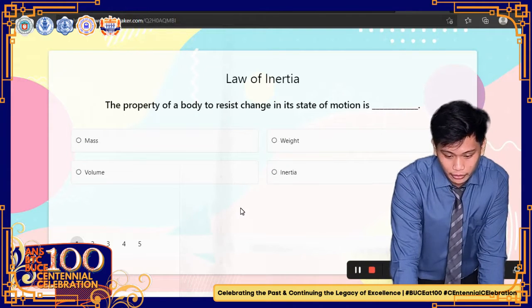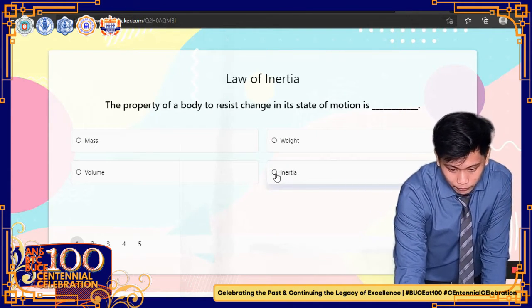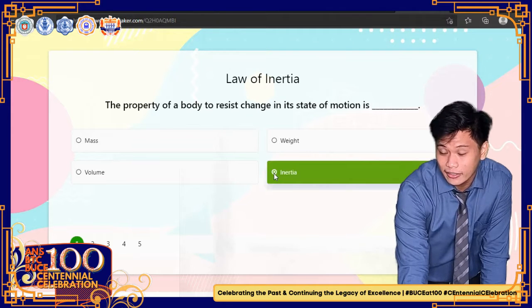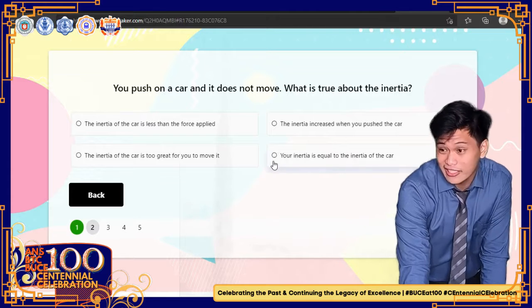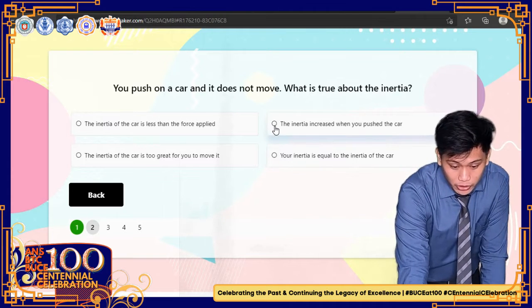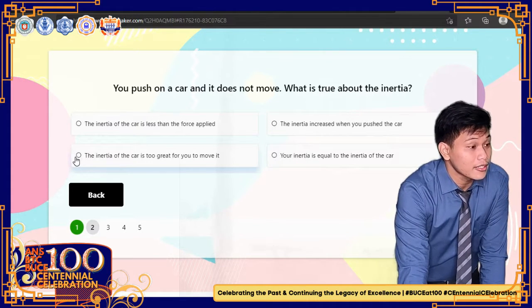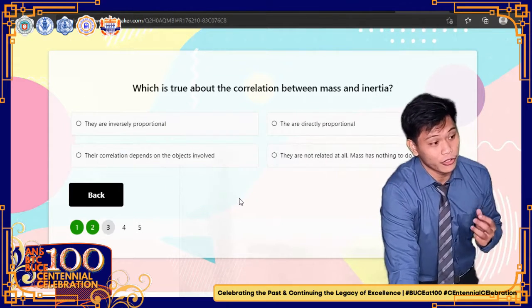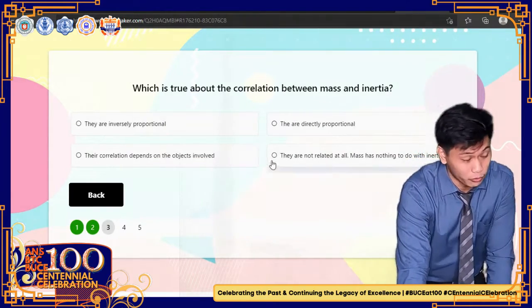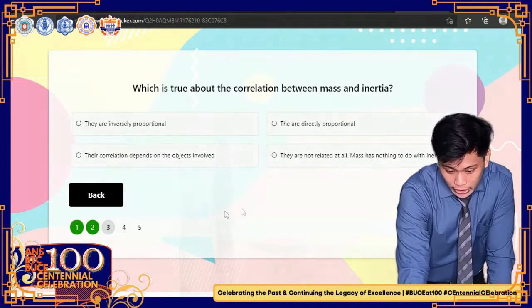So for the first one, what is the answer? Okay, that's right. That's D, inertia. It is the tendency to resist a change in state of motion. How about number 2? Okay, yes, it's C. The car has inertia that is too great for you to counteract and thus it won't move. And how about number 3?